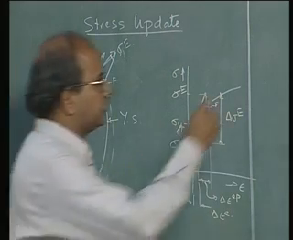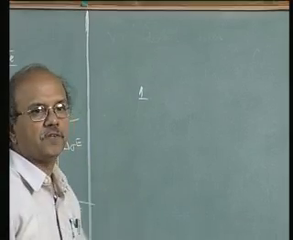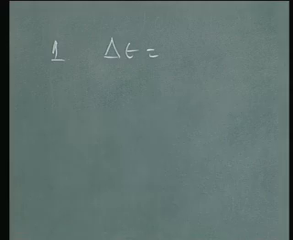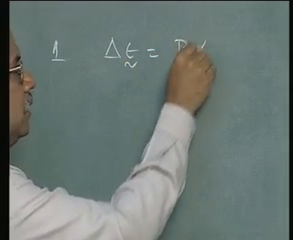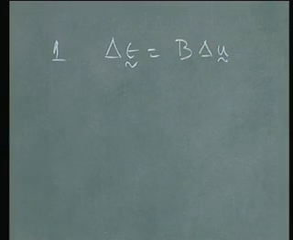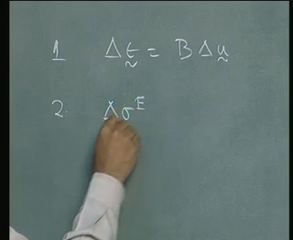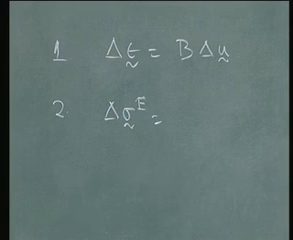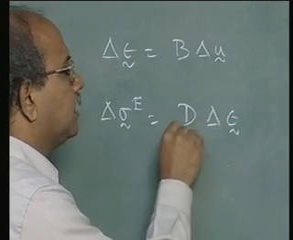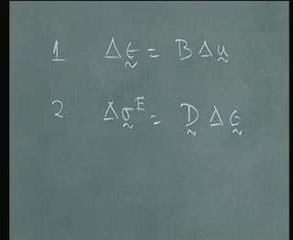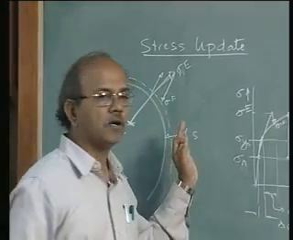So even before that, of course, you would have come to this stage after calculating u, or in other words delta u, and so you would have known at this stage what is the increment in strain. Let me call that increment in strain B into delta u. Using this, I calculate what I call delta sigma elastic, that is the elastic predictor part of it, and that is equal to D times delta epsilon. So that's the second step. Here I check whether I am inside the yield surface or I have gone outside the yield surface.